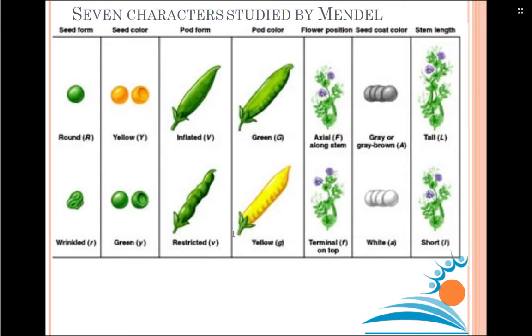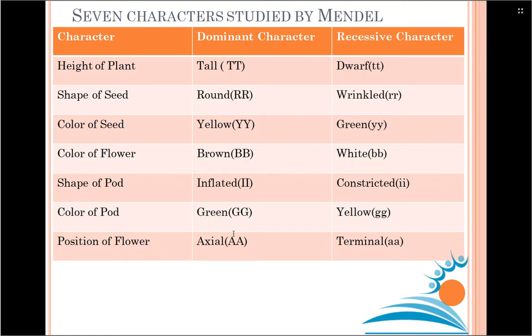During his experiment, he studied seven pairs of contrasting characters. So what are they? This question can be asked in the exam: what are the characters studied by Mendel? So please note this table with the seven pairs of contrasting characters he studied. Here he studied in the pea plant the height of the plant. He made a cross between a tall pea plant and a dwarf pea plant.